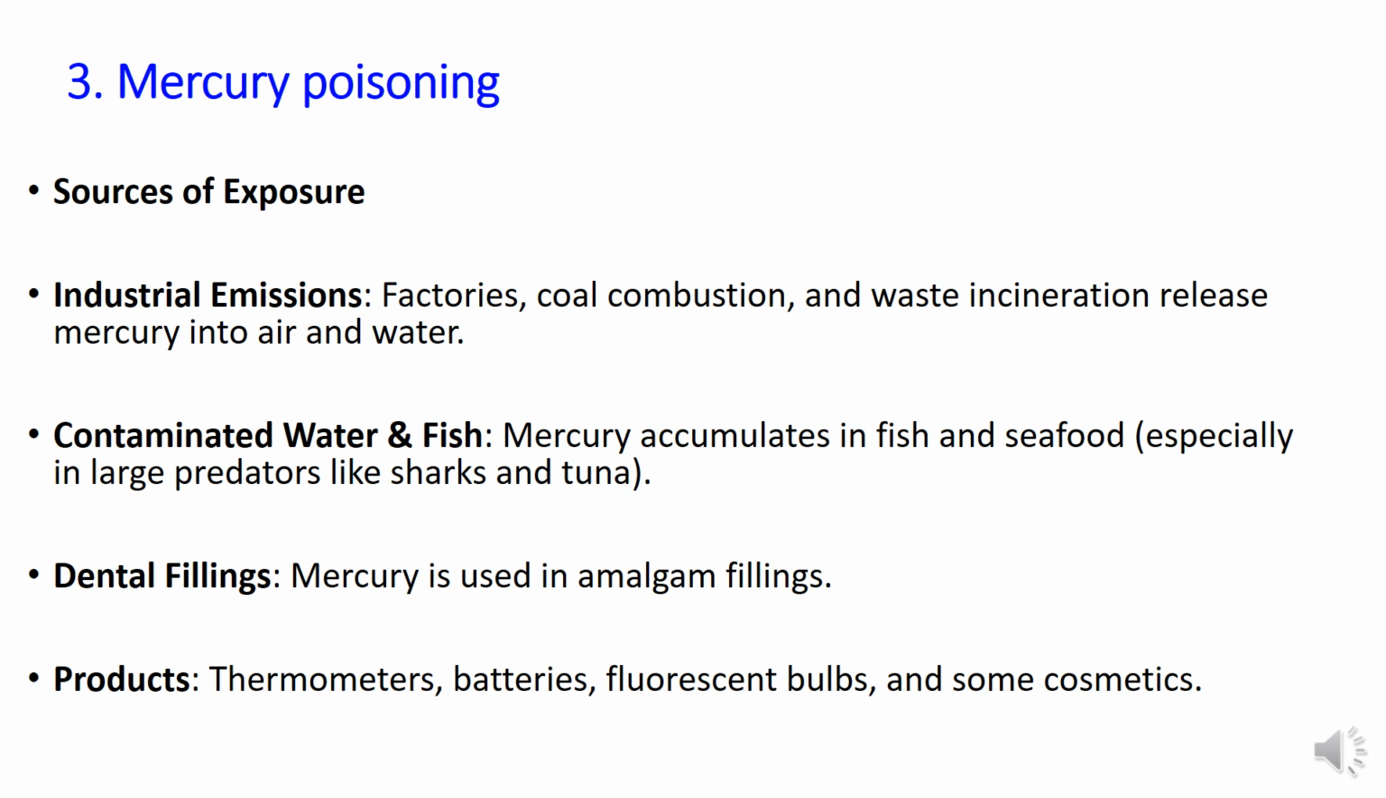I am not going to describe much. You can read leisurely. Sources of exposure: industrial emissions, contaminated water and fish. So now this contaminated fish and water is a very important thing in relation to mercury poisoning, and also with dental fillings, and also certain products such as thermometers, batteries and fluorescent bulbs, and some.